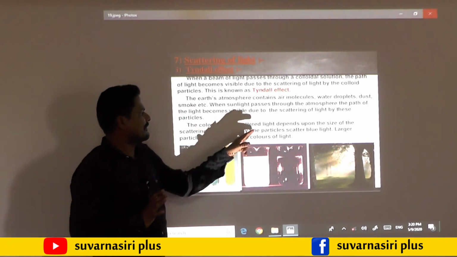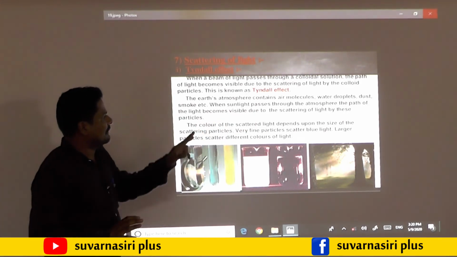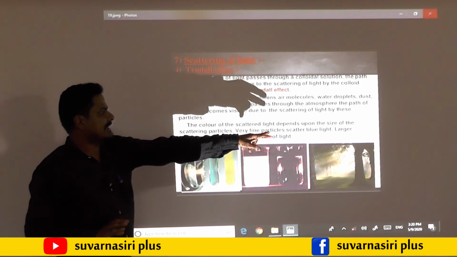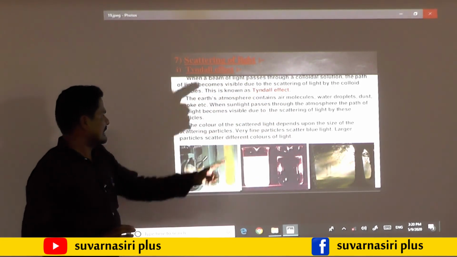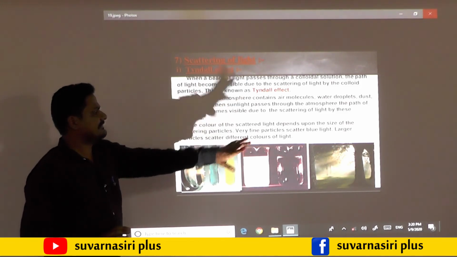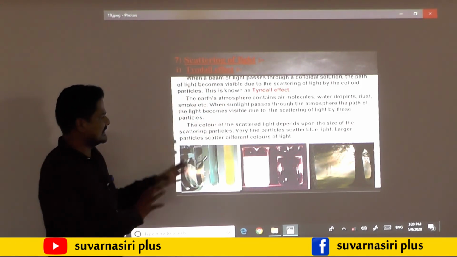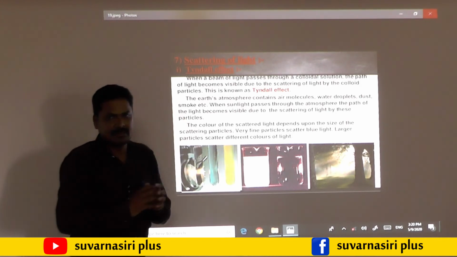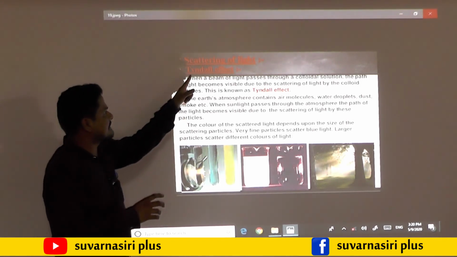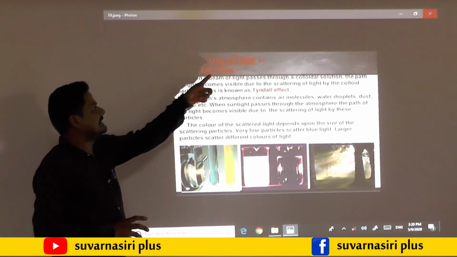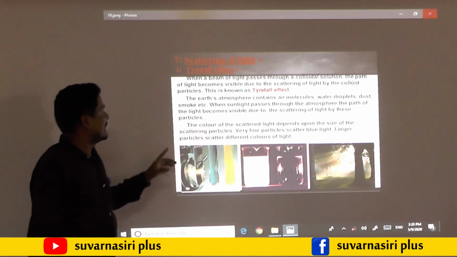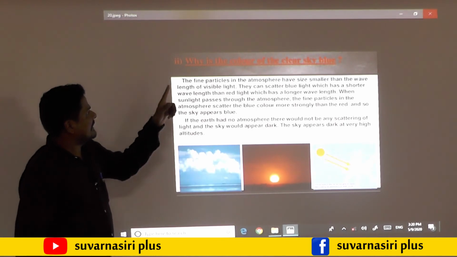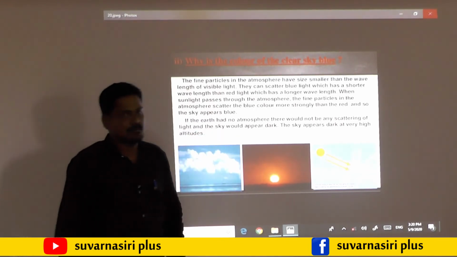So very fine, very light particles scatter blue light, and larger particles scatter different colors of light. So these are the reason. Due to that scattering of light, there is the Tyndall effect. So the Tyndall effect we have to study.